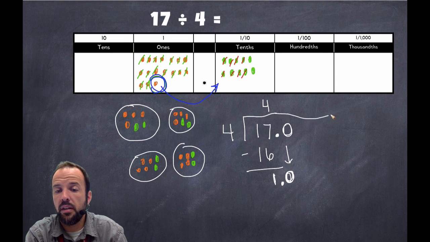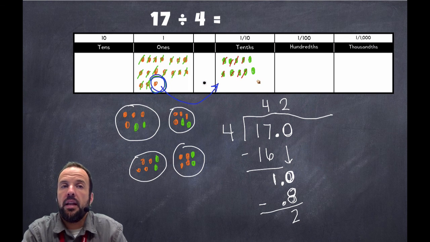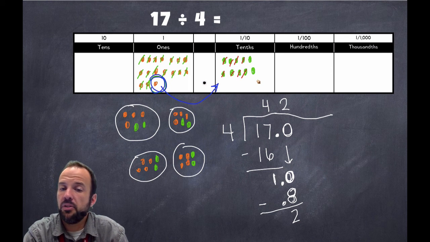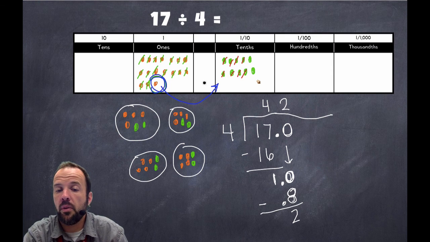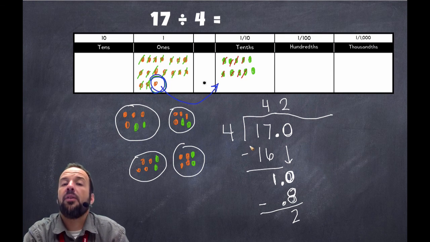Let me move this line out a little bit. I was able to put 2 tenths into each group, and I was able to use up 8 of those tenths, right? So we could think of that as 8 tenths, and we subtract, and that leaves me with 2 left over. So now what do I do? Do I just say remainder 2, 42 with a remainder of 2? No, not quite. I can keep going. I know, how much fun is this, right?